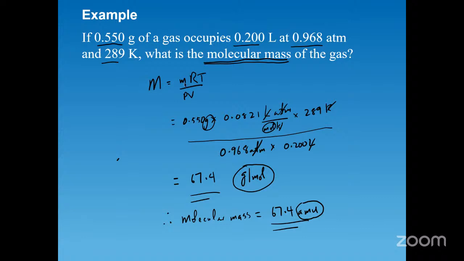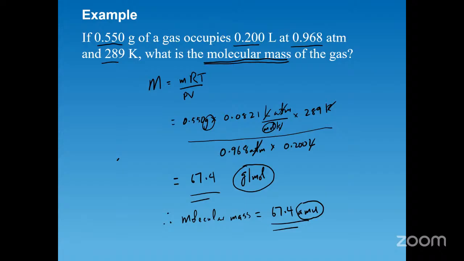For the mass in grams, the lowercase m, that would be 0.550 grams multiplied by R, which is a constant. It's always going to be 0.0821 liters atmospheres over mole Kelvin, multiplied by the temperature, which is 289 Kelvin. Then we divide all of that by the pressure, which is 0.968 atmospheres, times the volume, which is 0.200 liters. Then you do your number crunching, and you end up with 67.4 grams per mole. And that would be the molar mass, all right?